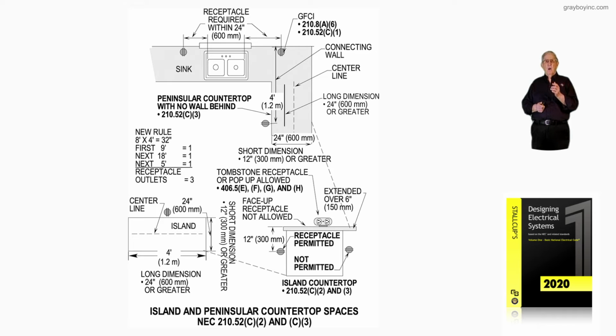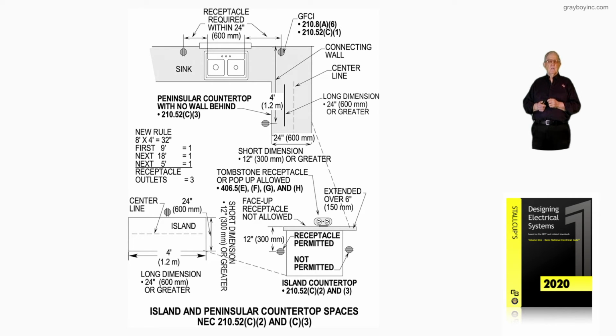But you'd have a long dimension and a short dimension of, say, 24 inches and 12 inches that you see in the illustration there. But you're always looking at the square foot area of the countertop to see if you stay within that 9 foot that we're talking about. Now notice we show the new rule again over there for you for a peninsula or an island.